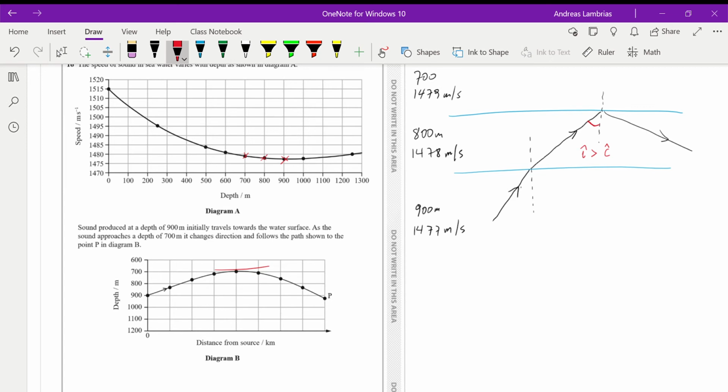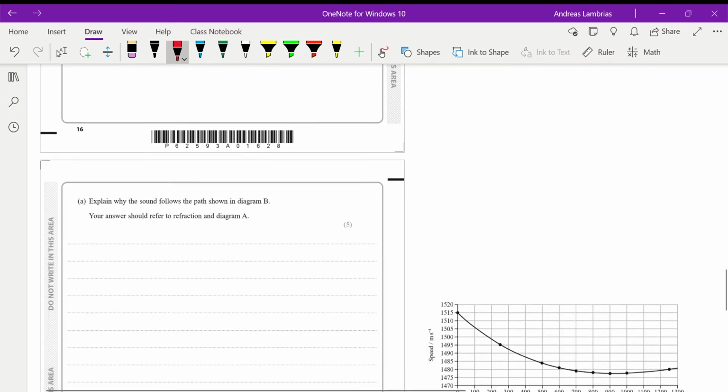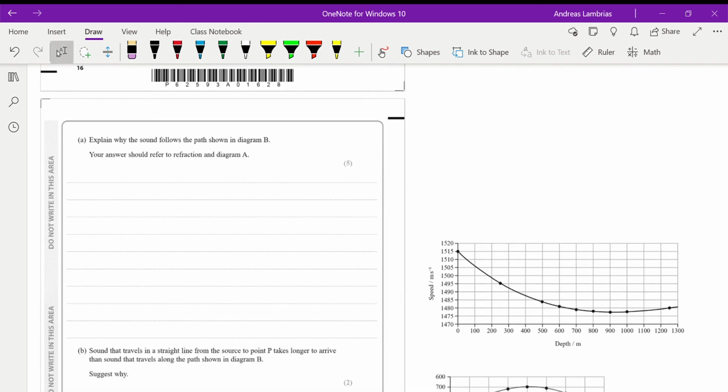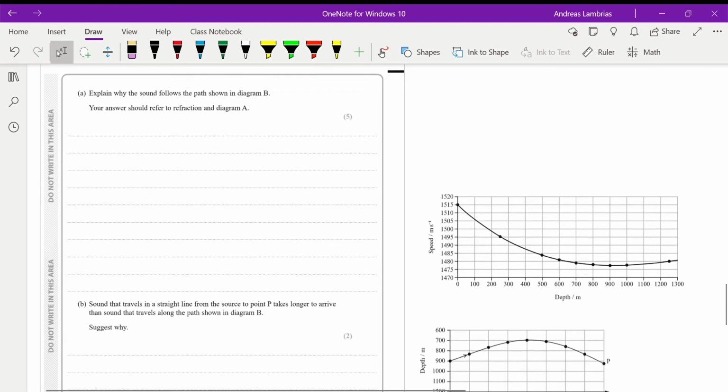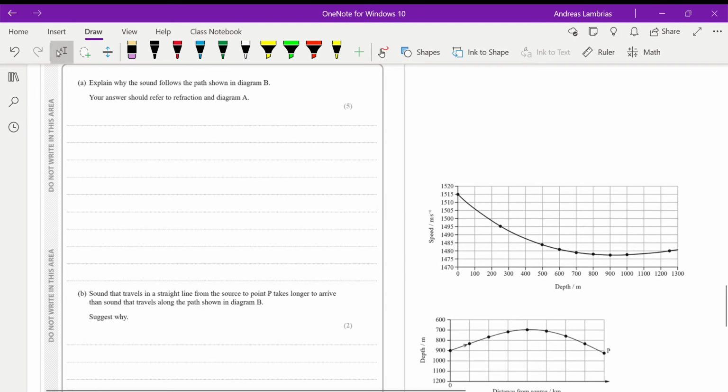So the first question is asking us to explain why the sound follows the path that is shown on diagram B. I have copied the graphs here so we can refer to them straight away. What I have discussed is what we need to answer here. So now I'm just going to write a bullet point just to save some time. So why is it moving like that?